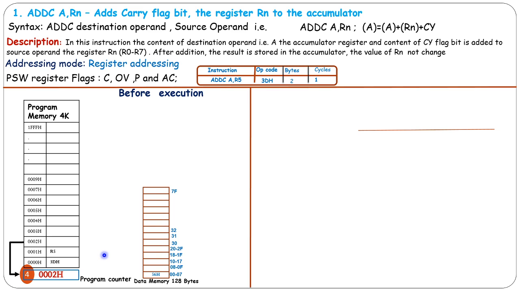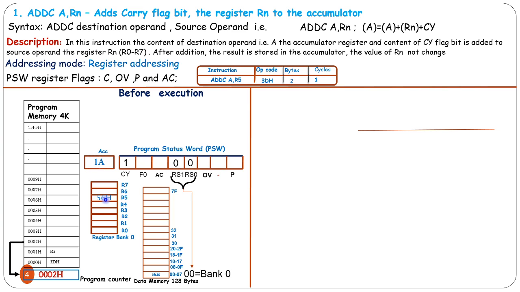Now data memory is very important. Here data memory is 128 bytes, whose address starts from 00 to 7FH. This is bank 0, whose address starts from 00 to 7F, and we are using the R5 register, which has the content 56. So bank 0 is selected and R5 has the content 56. The content of 56 and the content of accumulator are added here.